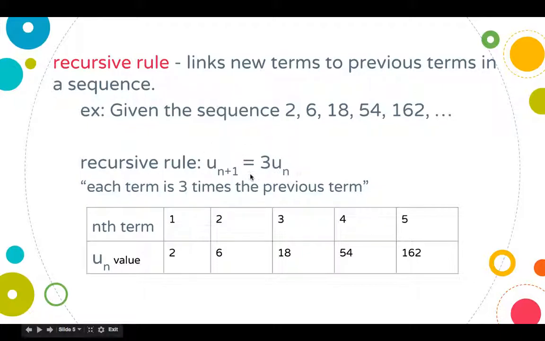So using this recursive rule, you could say that the value of the next term, so let's look at 18, the value of the next term, which would be 54, is equal to 3 times the value of the previous term, 18. Okay, so let's say if n is 3, u sub n is 18. And if I multiply u sub n, which is 18, times 3, I would get 54. And 54 is equal to u sub 3 plus 1, u sub 4. The fourth term is equal to 54.